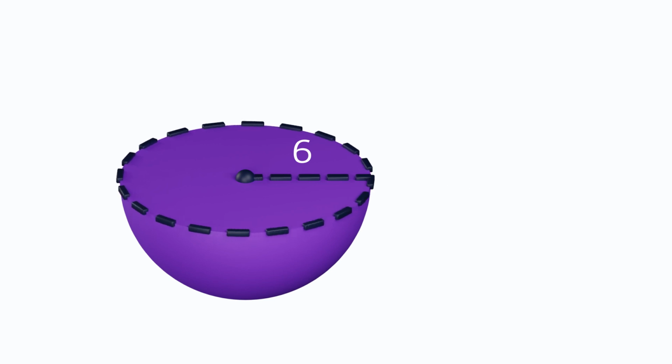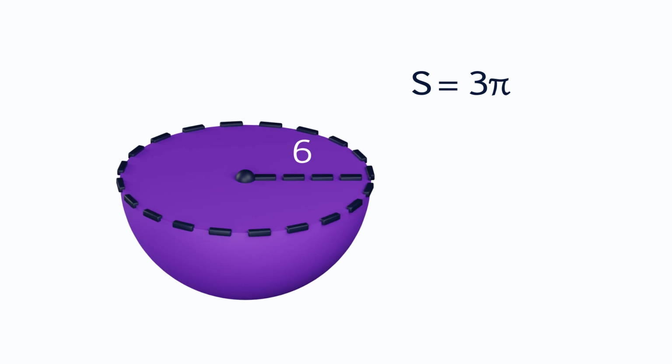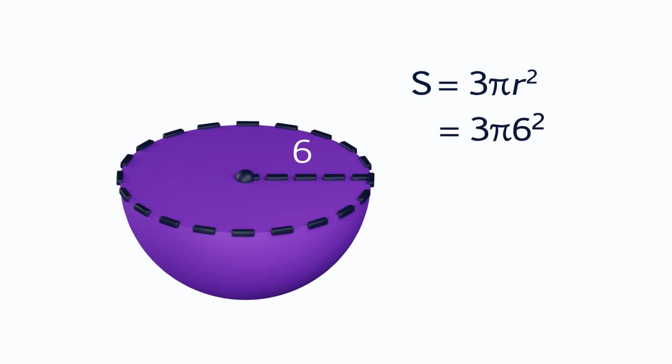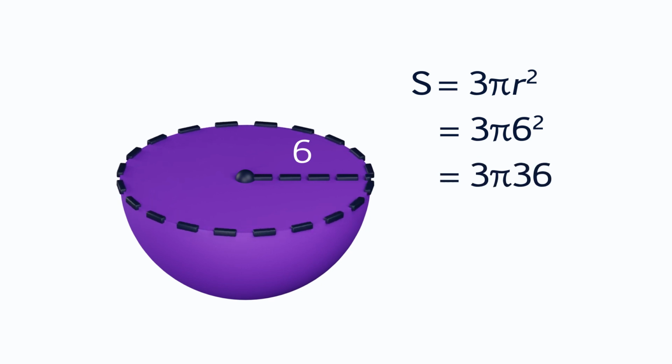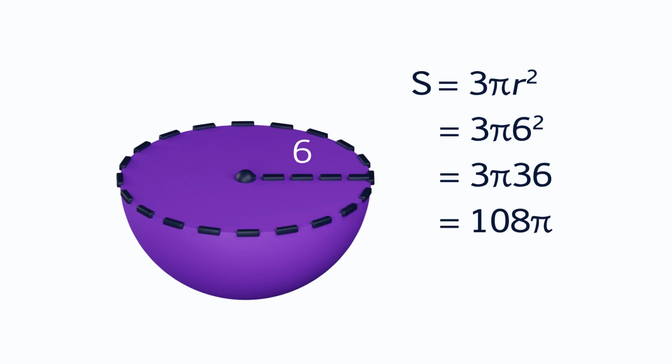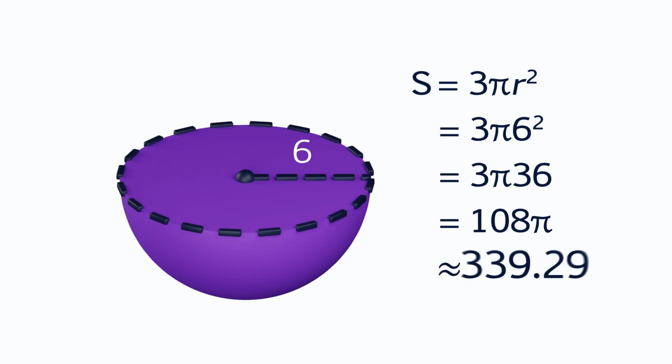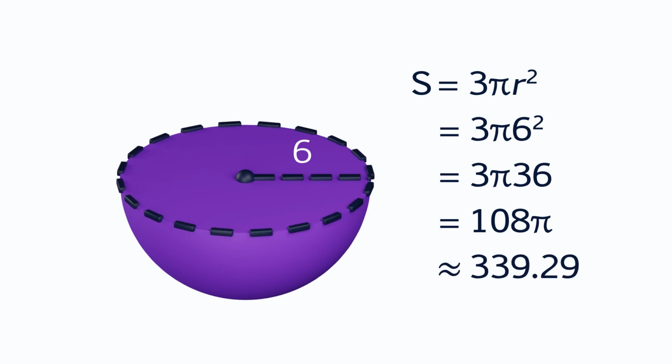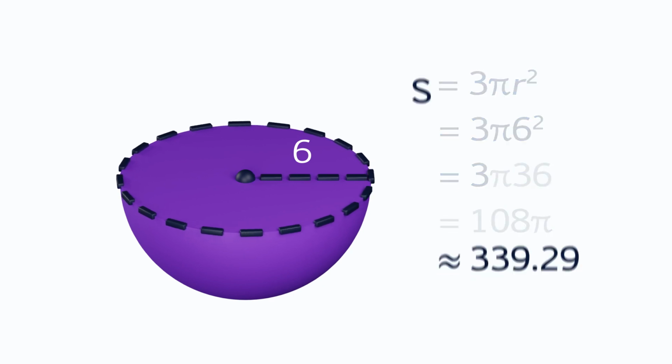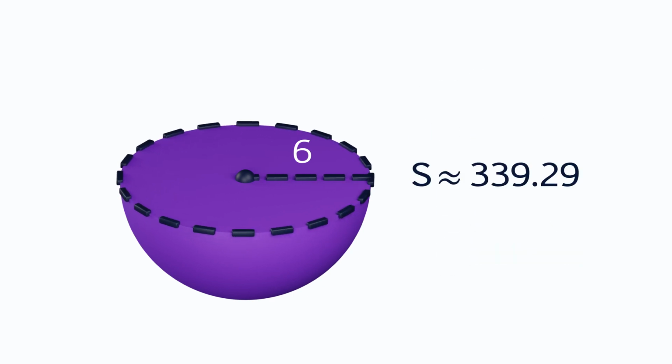To find the surface area of the hemisphere, you use the formula 3 times pi times the radius squared. Insert 6 for the radius. 6 squared equals 36. 3 times 36 equals 108. 108 times pi comes to approximately 339.29. So, the surface area of this hemisphere is about 339.29.